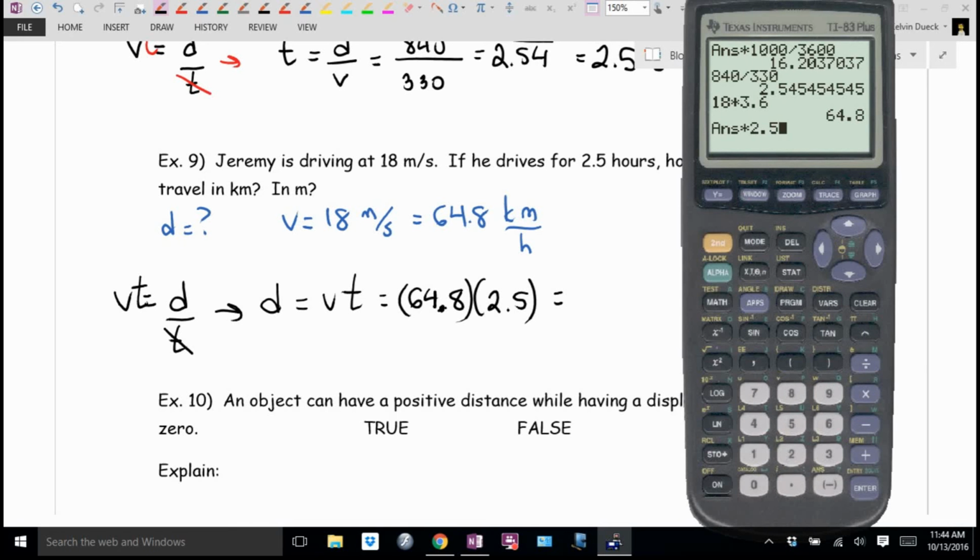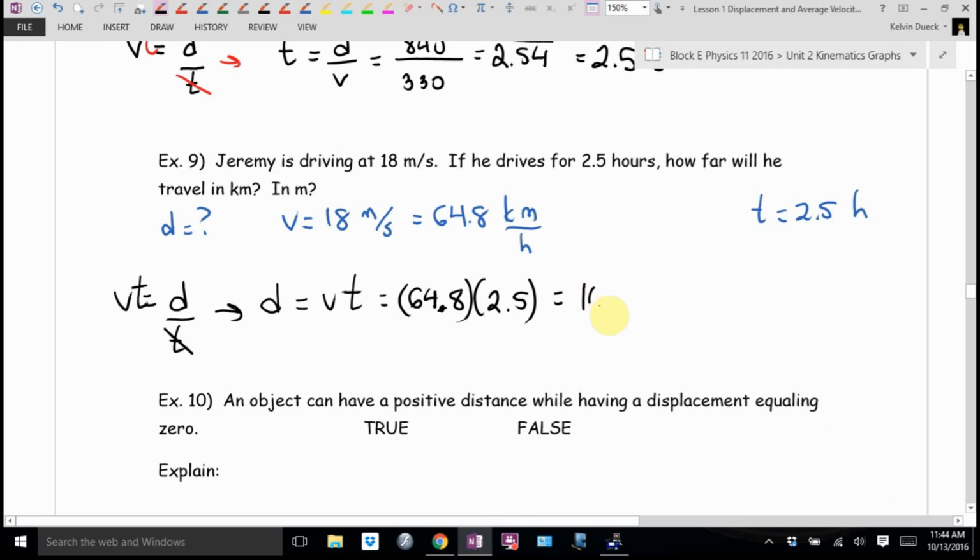I use my answer. 162. And then the last thing it says is convert that to meters. By the way, what's the shortcut to go from kilometers to meters? Have you picked up on that one? You should, because you're driving soon. How many meters are in a kilometer? It's 1,000. So 162 kilometers is 162,000 meters.